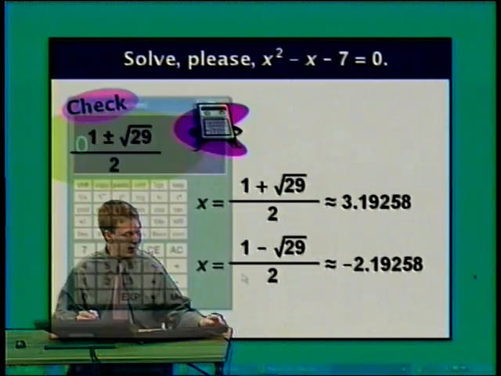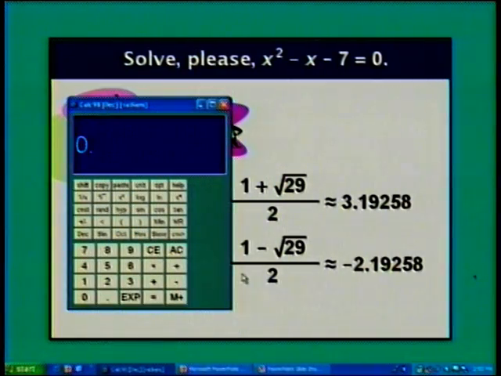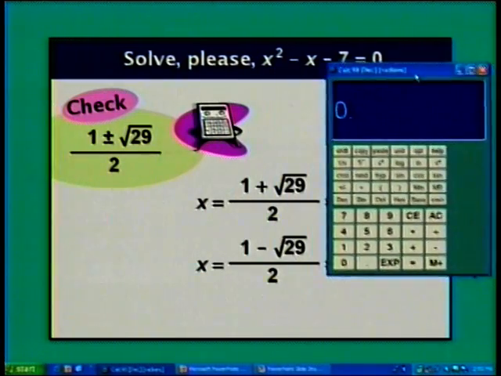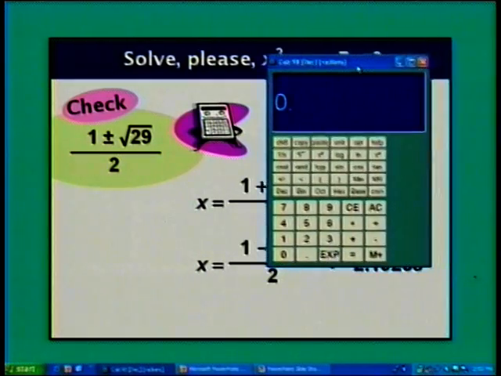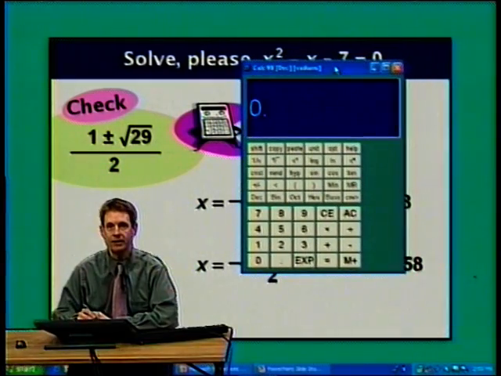So let's get out our calculator. I'm going to show you the way that the memory works on this calculator. The way that the memory works on your calculator is probably going to be very different. You're probably going to have to get out the calculator manual to see how the memory works on your calculator.